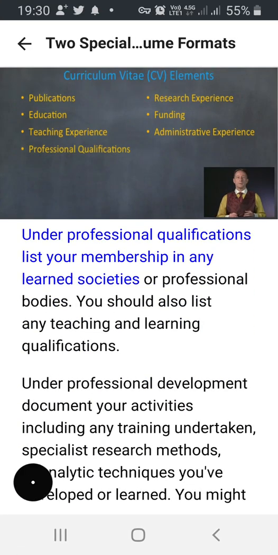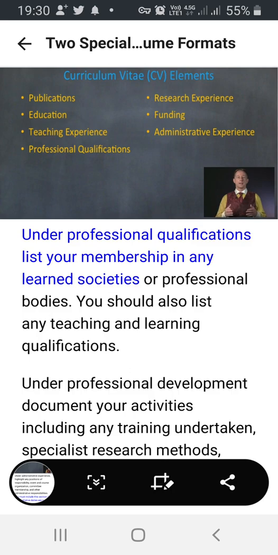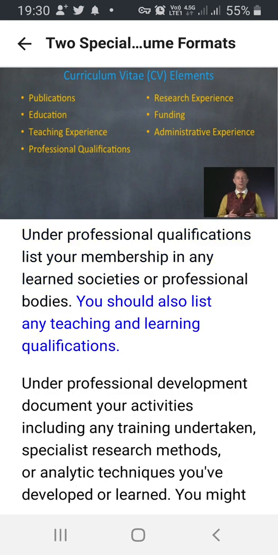Under professional qualifications, list your membership in any learned societies or professional bodies. You should also list any teaching and learning qualifications.